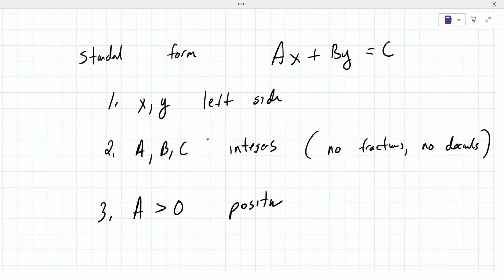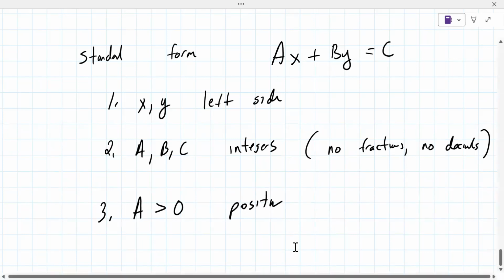All right. You'd want to have these rules written down. We're going to close out our lesson doing this, so you can decide if you want to do that now or later. But the main thing here is the x and y are on the same side, integers, no fractions or decimals, and it's positive.